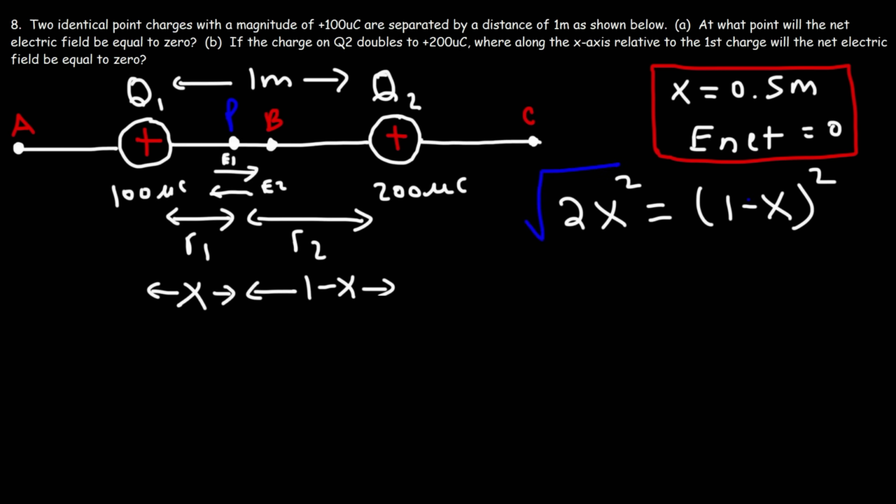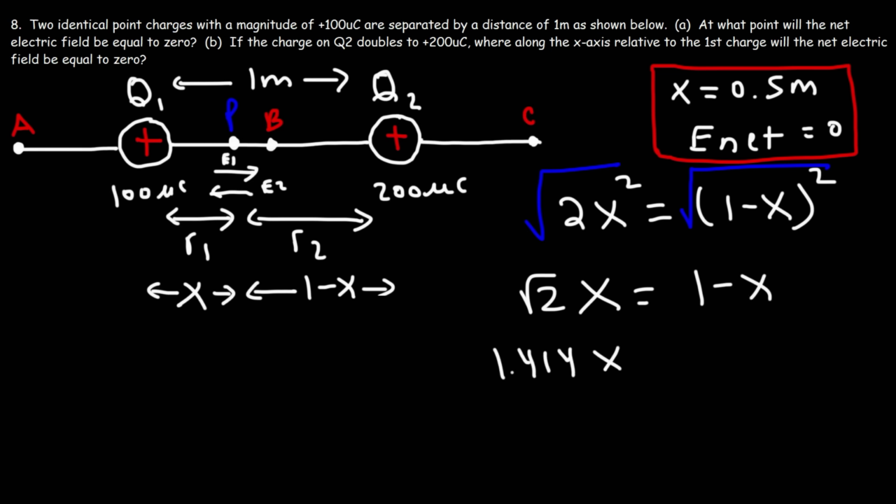Now we don't need to FOIL 1 minus x squared. What we could do is take the square root of both sides. So we're going to have the square root of 2, and the square root of x squared is just x. The square root of 1 minus x squared is just 1 minus x. Now the square root of 2 is 1.414. So now we need to do some algebra.